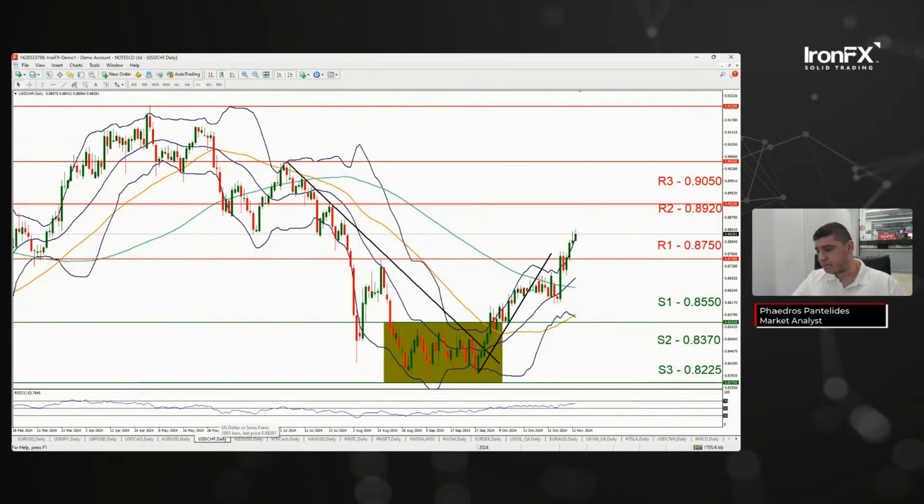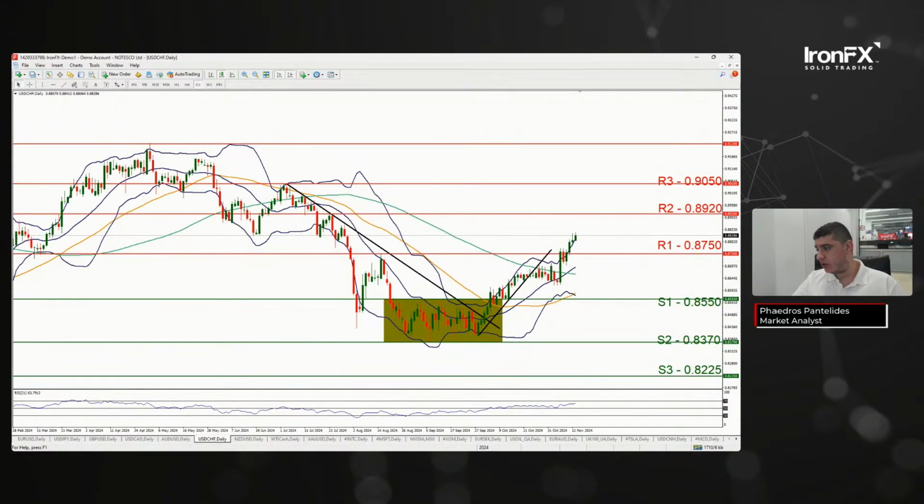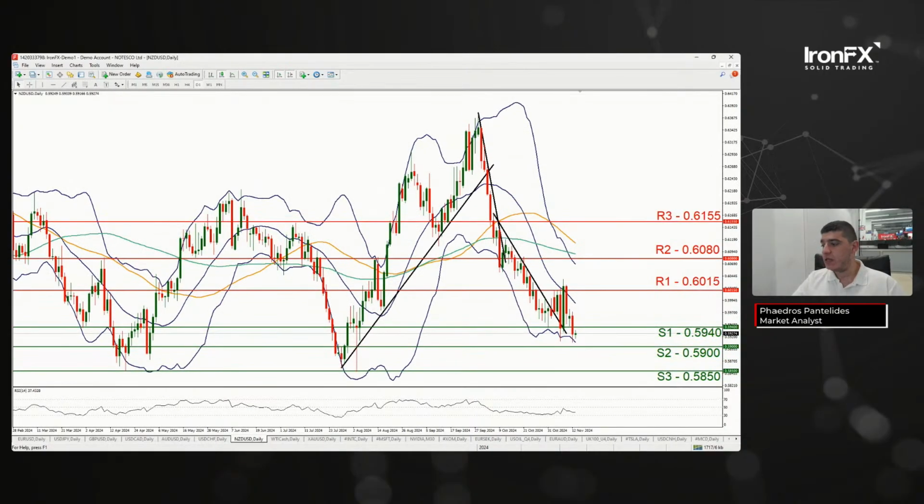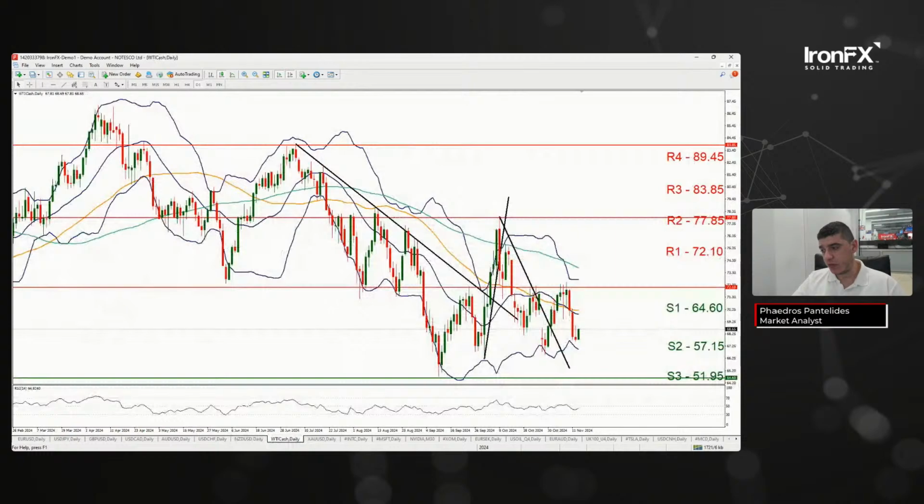Dollar against the Swissy, taking aim for R2, 0.8920. Bullish outlook for the particular pair. The Kiwi, New Zealand dollar against the US dollar, broken below S1, taking aim for S2 at 0.59 round figure. And then lower than that, 0.5850. Bearish outlook as well.